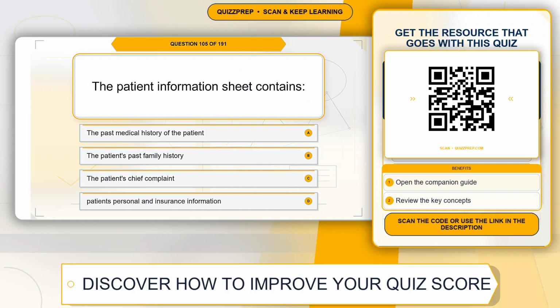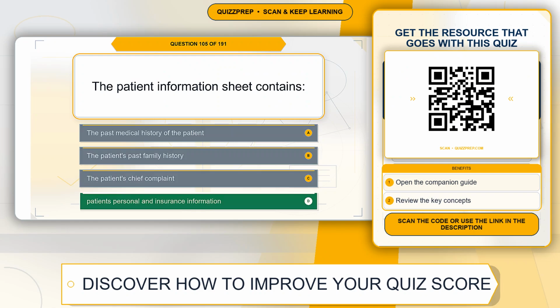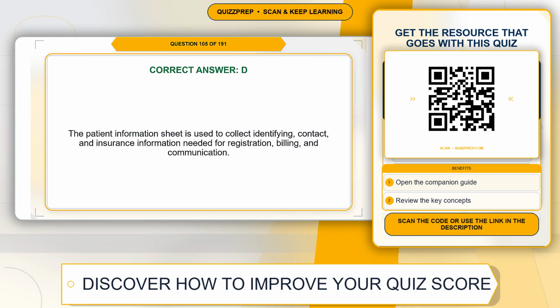Question 105. The patient information sheet contains: Option A, the past medical history of the patient. Option B, the patient's past family history. Option C, the patient's chief complaint. Option D, patient's personal and insurance information. The correct answer is option D. Explanation. The patient information sheet is used to collect identifying, contact, and insurance information needed for registration, billing, and communication.